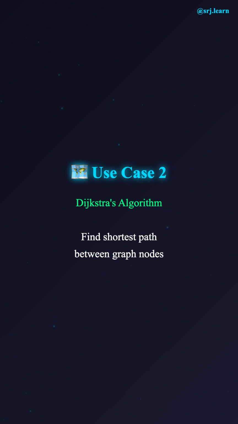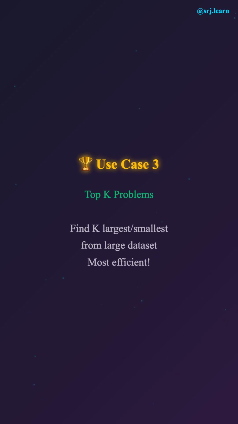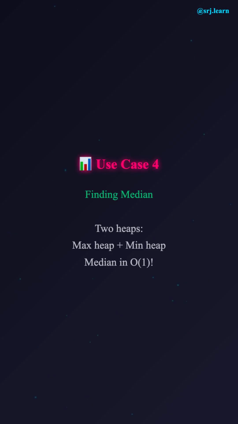Third, solving top k problems. If you need to find the k largest or k smallest elements from a large dataset, a heap of size k is the most efficient solution. Fourth, finding the running median. By maintaining two heaps, a max heap for the smaller half and a min heap for the larger half, you can find the median in constant time.